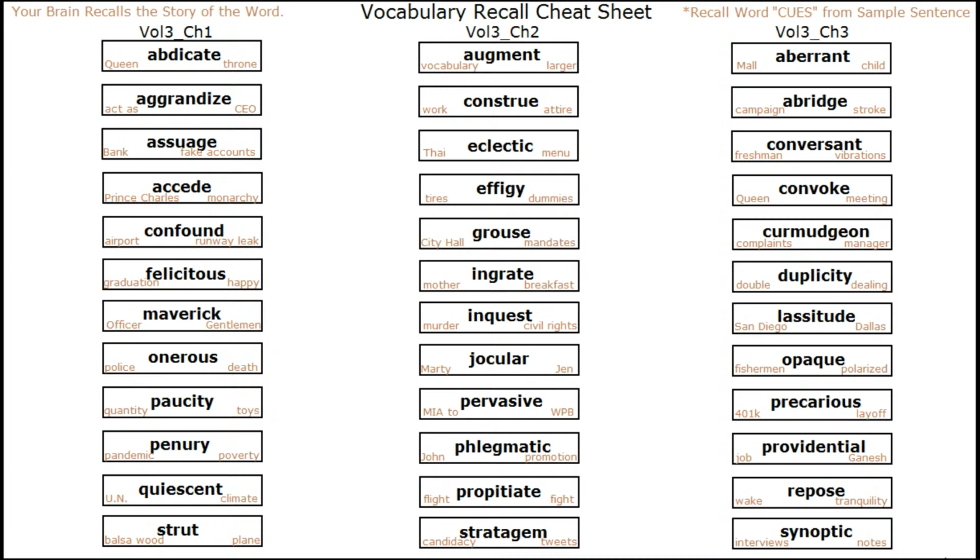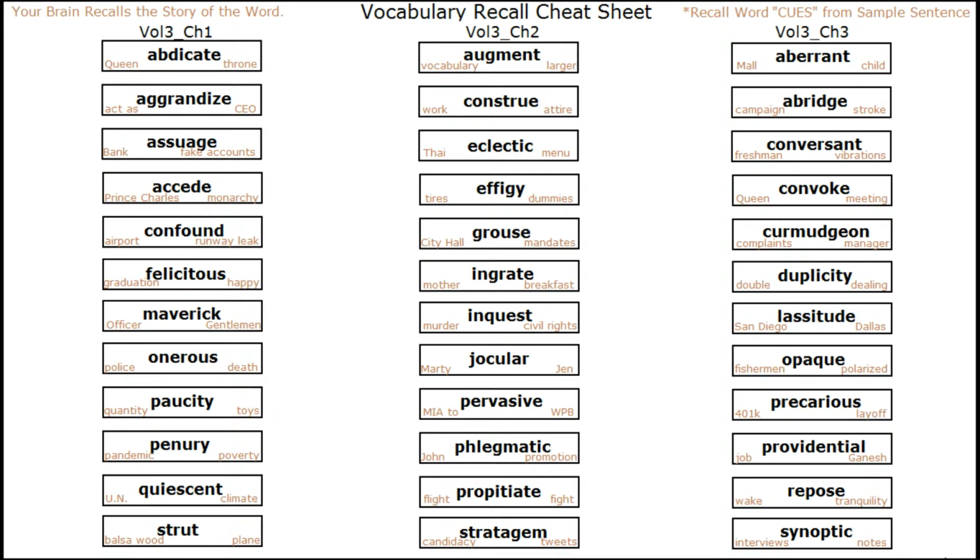Ingrate had to do with ungrateful children who don't say thank you for their parents preparing breakfast for them. Jocular had to do with the life of the party. If you recall the sample sentence, it had to do with Marty and Jen. So once you remember Marty and Jen, you'll recall how the word jocular was actually used. Pervasive had to do with the criminal element of Miami and residents actually relocating north to West Palm Beach. So these keywords are very, very important for you to trigger the memory of the sample sentence.